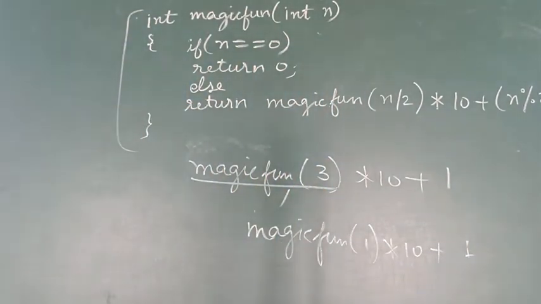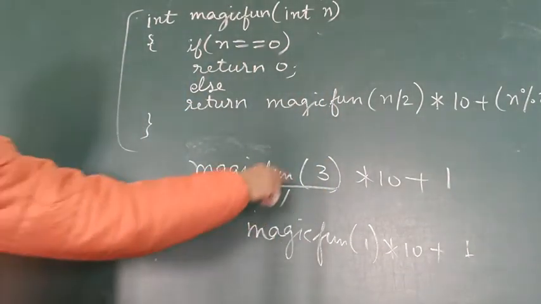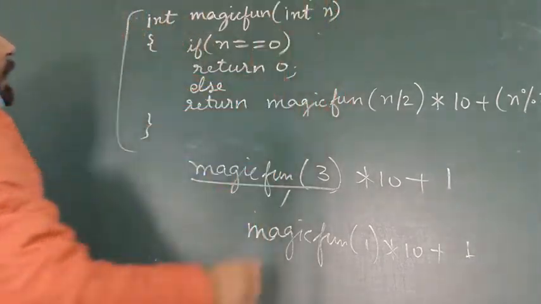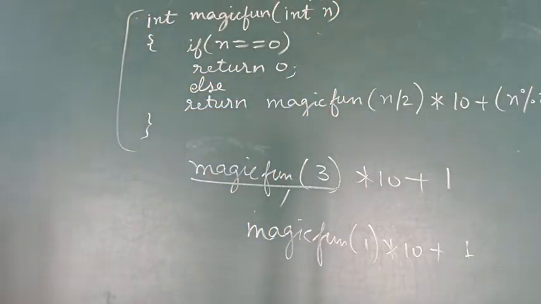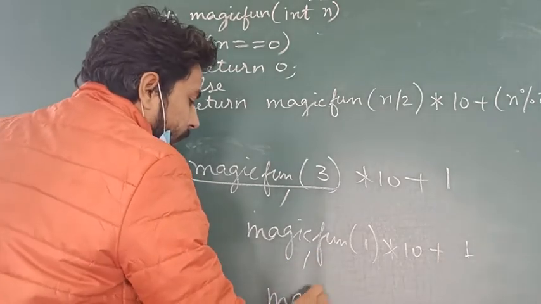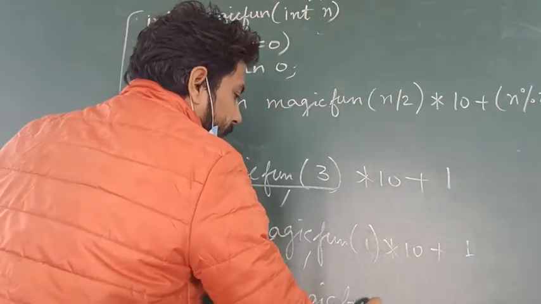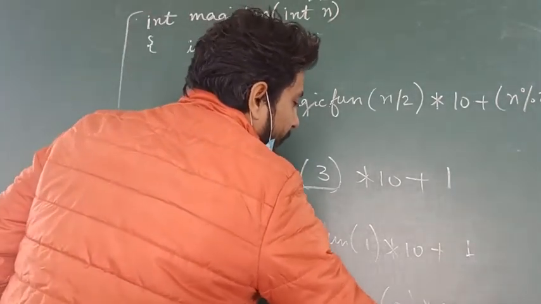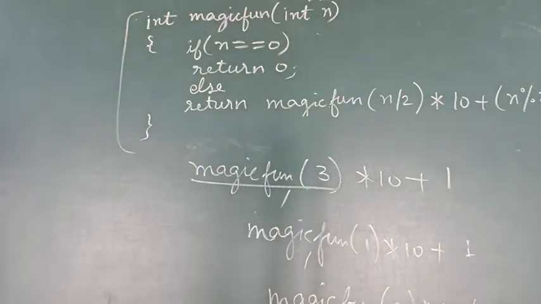1. Now magic fun 1 will go. Now what is the value of 1 here? 1 equals 0 condition is false too. Then we will go to return magic fun n divided by 10, so it should be now 0. So magic fun 0 into 10 plus 1 modulus of 2, which is 1.